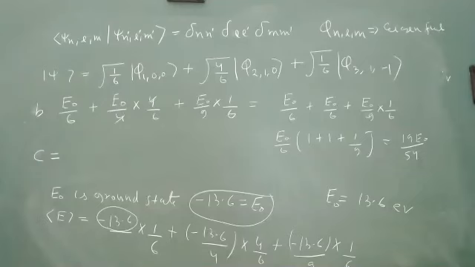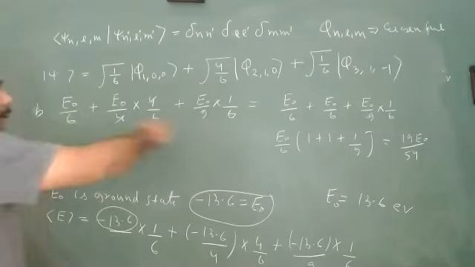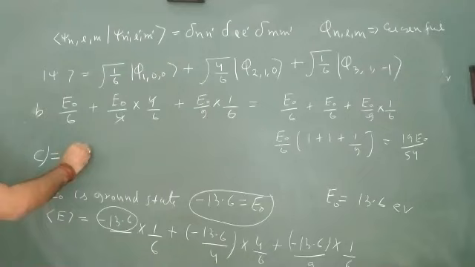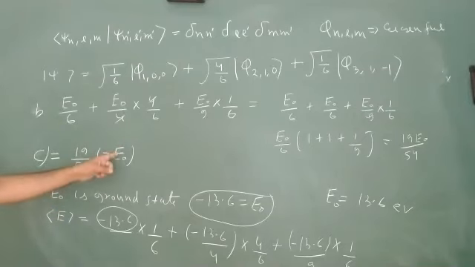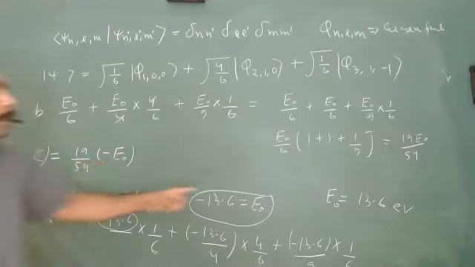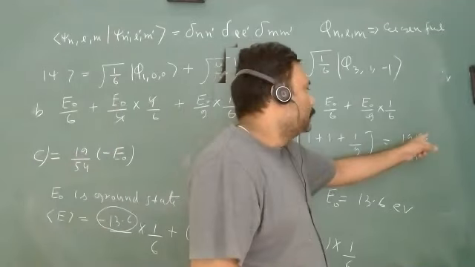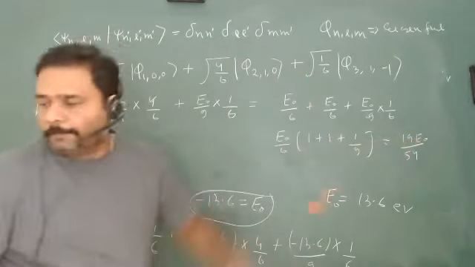So what will be the answer? B. You can just replace this minus as 19 upon 54 into minus E naught. That's it. And you can just check it. Here E naught is positive, so that is the same value. And here E naught is negative, so that is the same value.